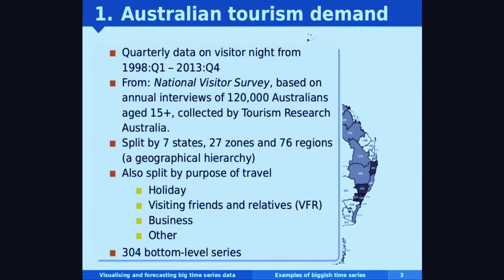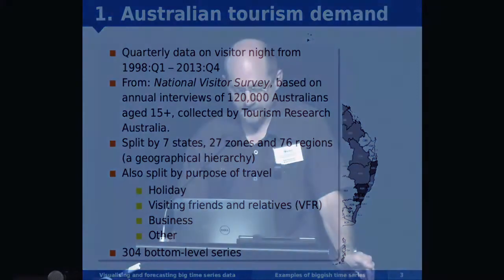It's collected down to regional level in Australia. So it's split up by states and then by zones and then by regions to create this geographical hierarchy. And it's also split by purpose of travel. So we have 304 time series plus various aggregations of them for different regions of Australia.